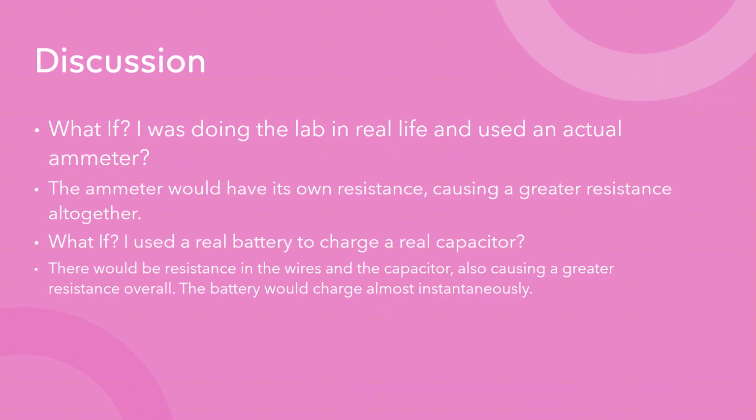So what if I was in the lab in real life and used an actual ammeter? The ammeter would have its own resistance, causing greater resistance altogether. And what if I use a real battery to charge a real capacitor? Then there would actually be resistance in the wires of the capacitor, which technically would also cause a greater resistance overall, and the battery would charge almost instantaneously.